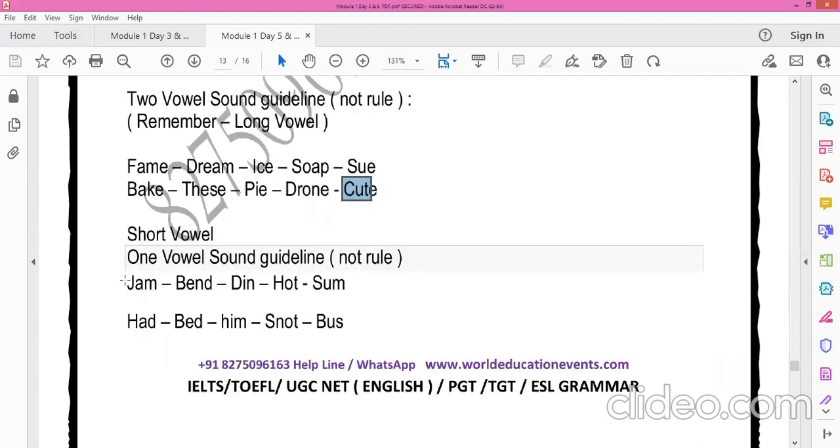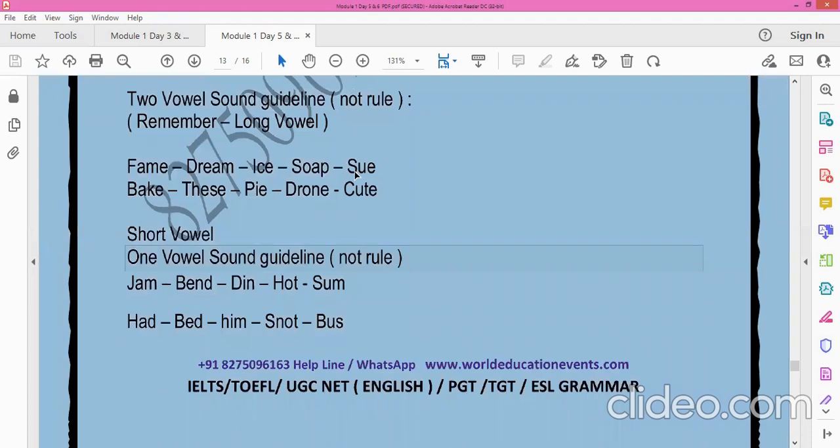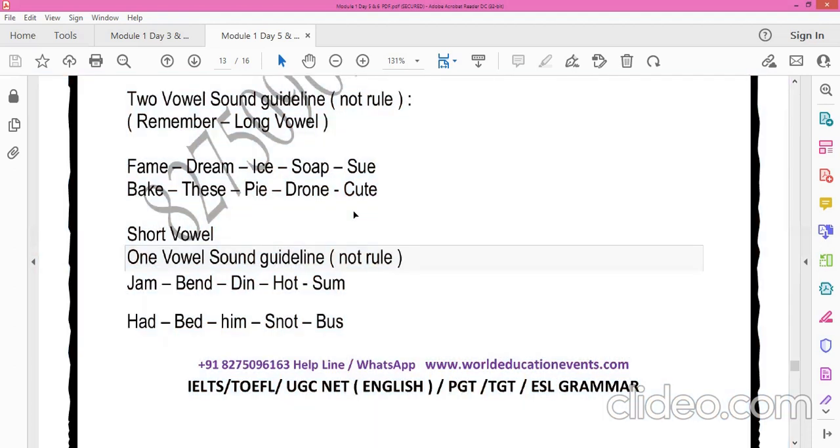Now here. Cut. Ready? Cut. Sum. Can I say soom? No. Why? It's a short vowel, so sum. Only one vowel is here, so you'll say sum, not soom. Yes. Okay. Now here, how will you read this word? Rule. Can I say rul, short? No. And E will become what? Silent. Rule. Yes. Are you getting now the difference? Yes, sir, I'm getting it.